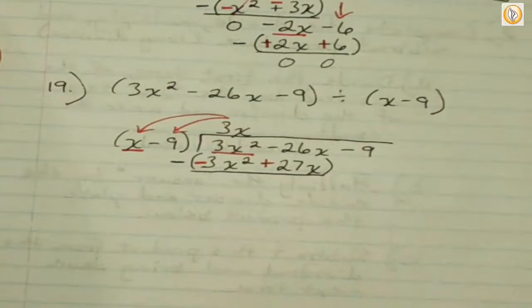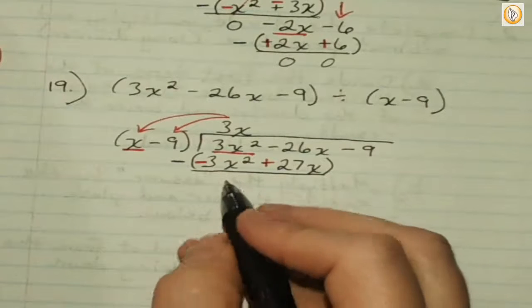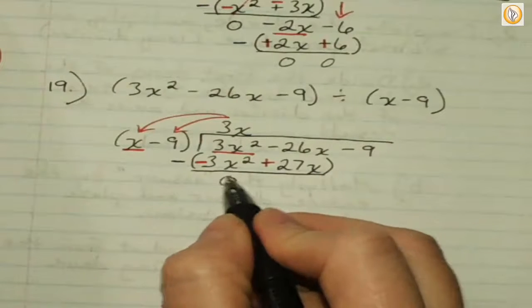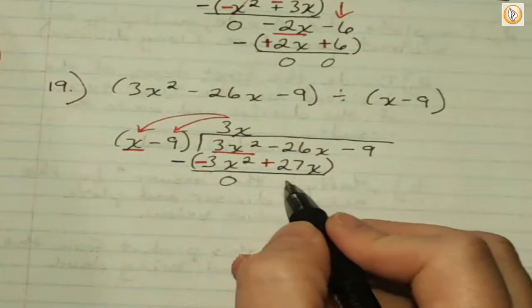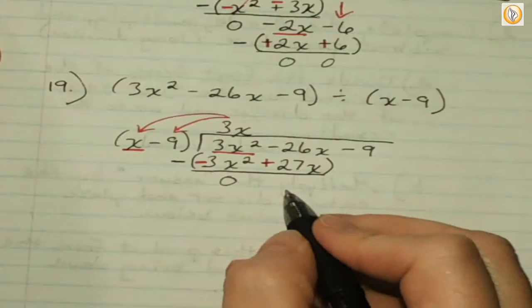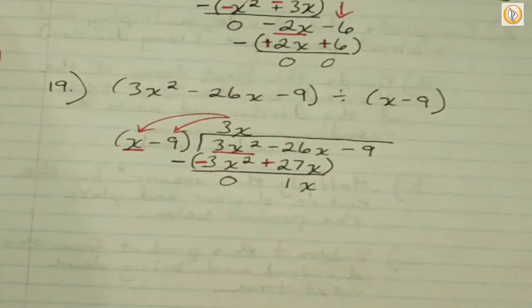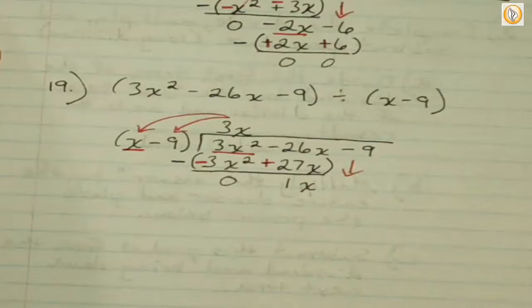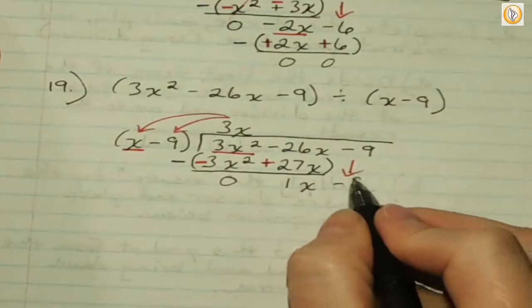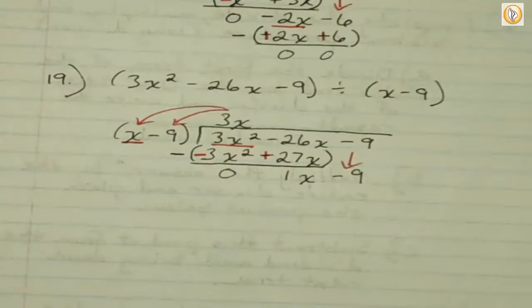Okay, 3x squared minus 3x squared is what, Michaela? Nothing. And then negative 26x and positive 27x is what, Michaela? 1x. Now what do I do, Michaela? Now you bring it down. Now I bring down my negative 9. I put plus 1x. It doesn't matter. They're both positive.